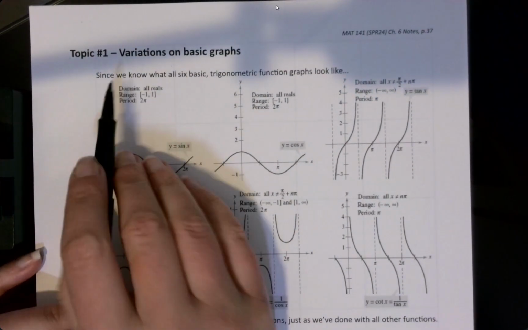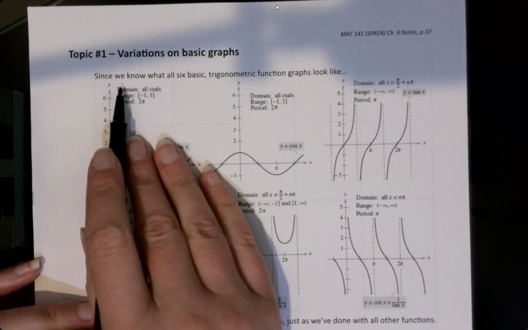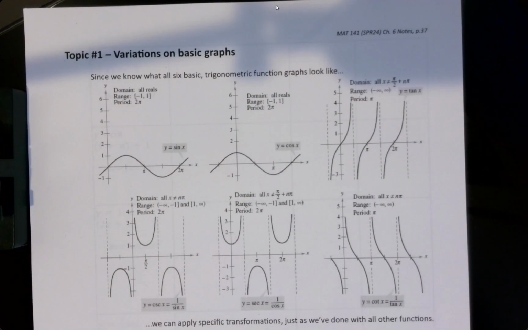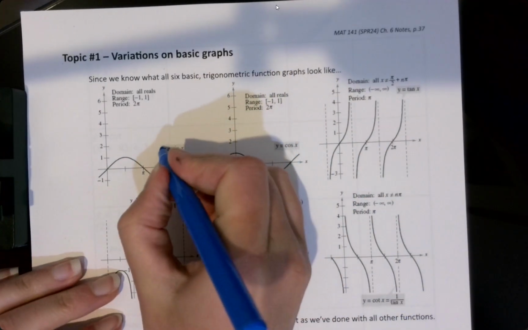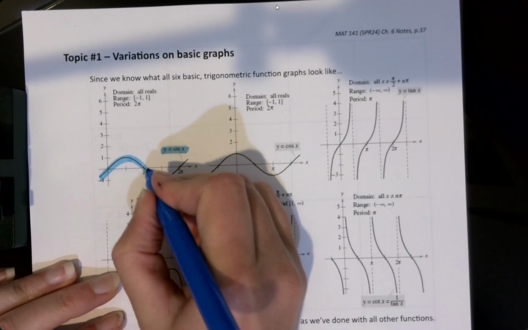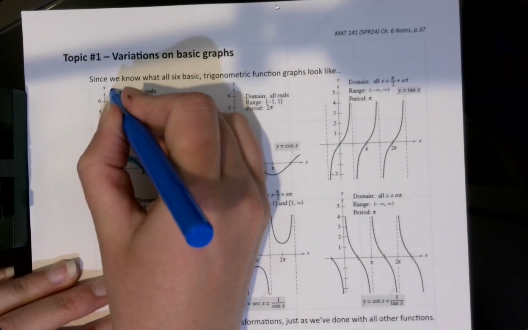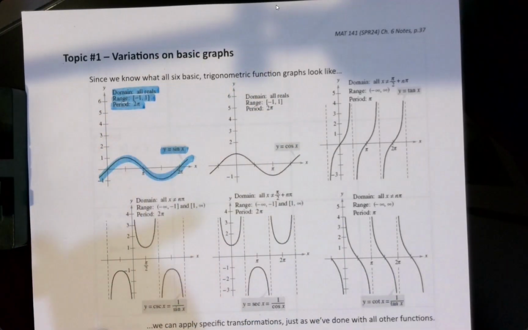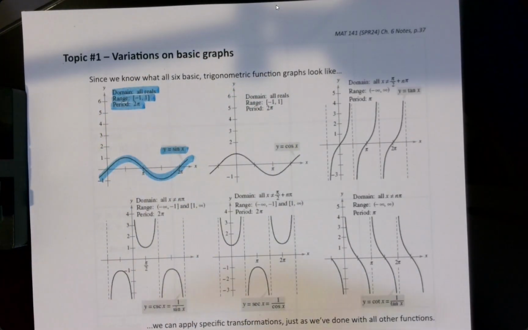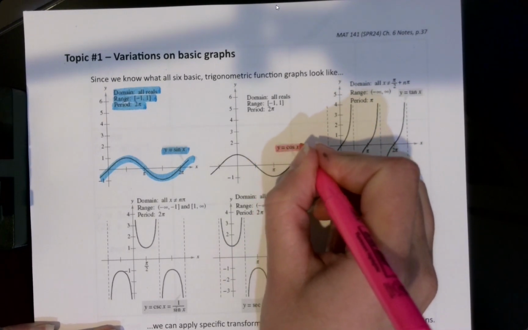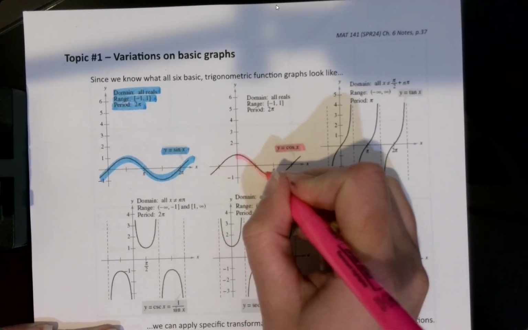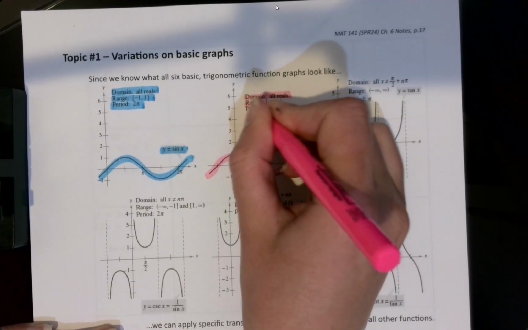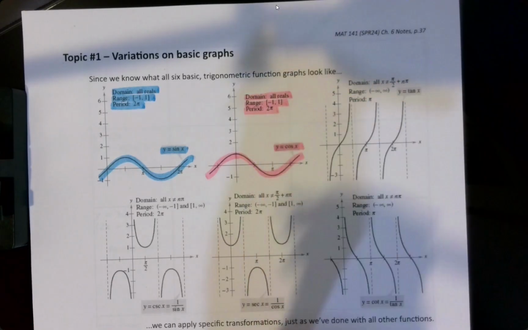Okay, so topic 1, variation on basic graphs. We do know what all 6 basic trigonometric functions look like, so we just drew for ourselves the y equals sine of x graph. So this is just another look at that graph. We know that its domain is all real numbers, its range is negative 1 to 1, and its period is 2 pi. We just also drew for ourselves a graph of y equals cosine of x. So this is the cosine of x function. Its domain is also all real numbers, its range is also negative 1 to 1, its period is also 2 pi.